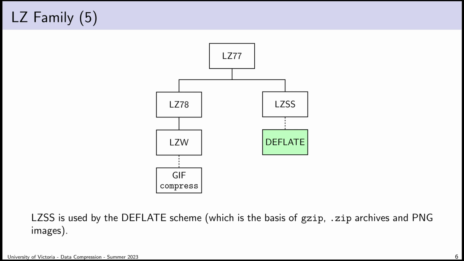So LZSS is used by deflate, which of course is going to be a big deal for us. Recall that deflate is the basis of gzip as well as zip archives. It's worth noting that deflate was actually invented for the sake of zip files. And later the fundamental logic of the scheme was extracted and used to create the gzip tool, which I now associate deflate with, although it was invented for zip files.